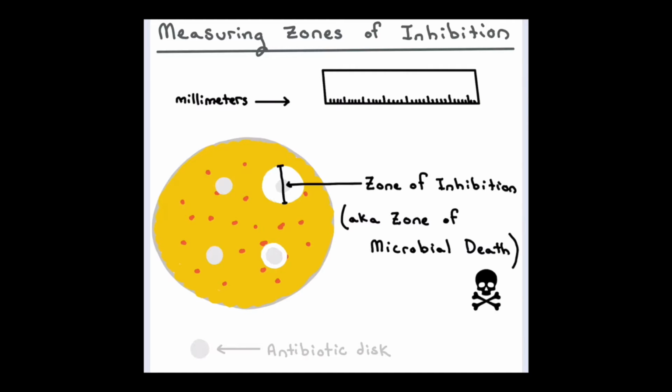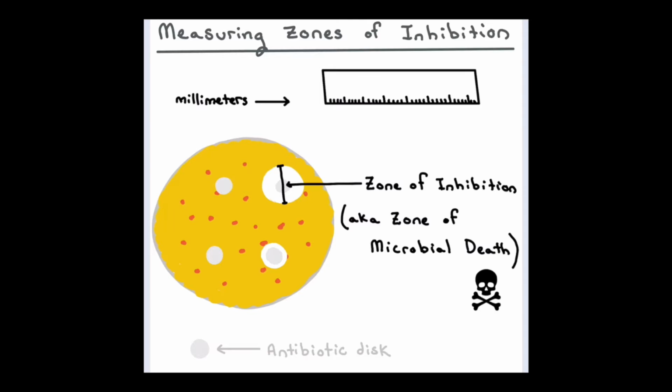On this diagram on the screen, if the antibiotic discs are those gray circles, the white circles around them, where no microbes could grow, are the zones of inhibition. The zones of inhibition tell you how effective an antibiotic is at killing microbes. The bigger the zone of inhibition, the more effective the antibiotic was in killing the microbe.